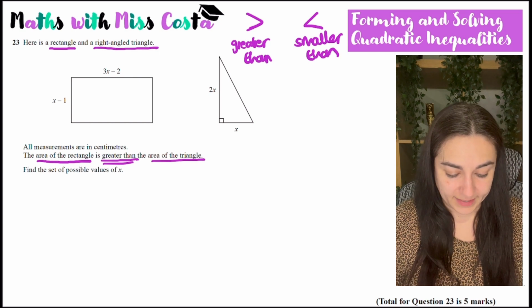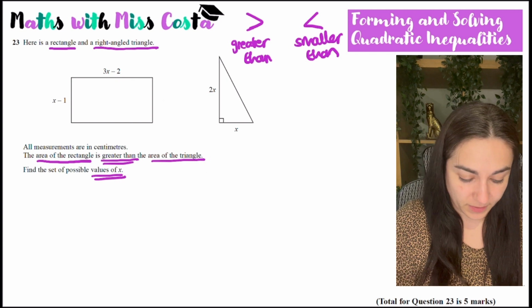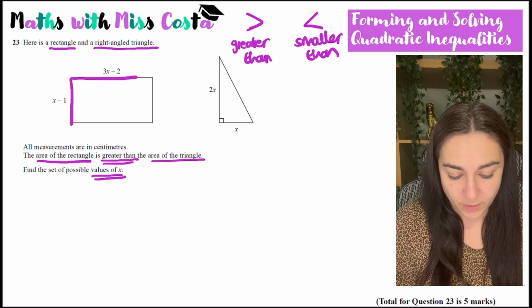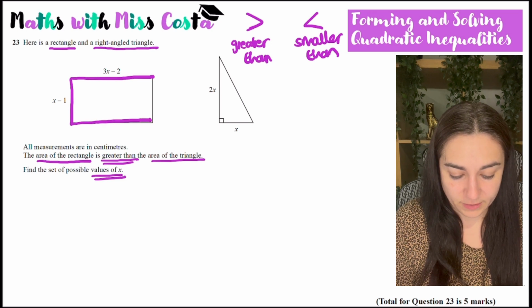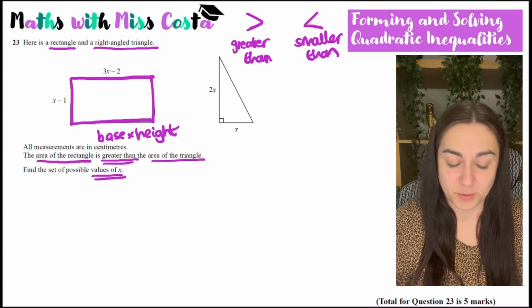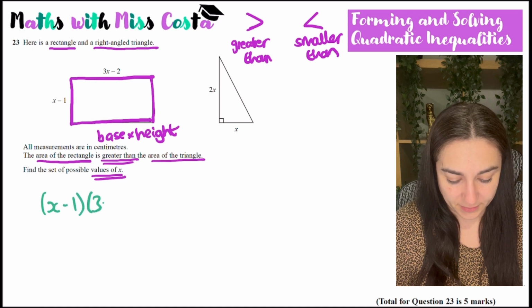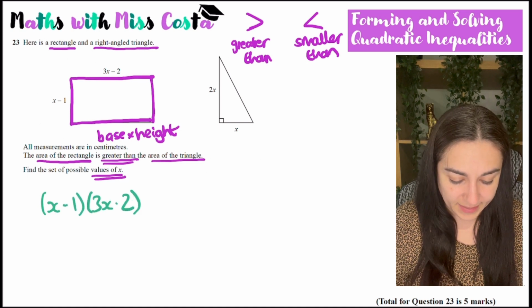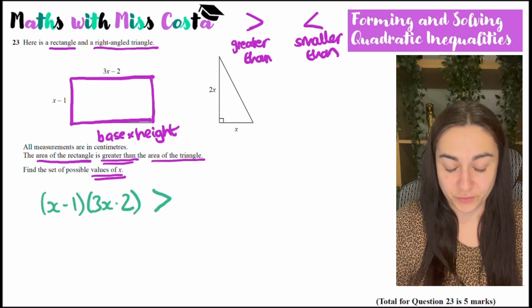So I need to find the set of possible values of x. So I'm going to need to set up an expression for myself. How do I work out the area of any rectangle? Well, the area of any rectangle is just going to be base times by height, or length times by width, or any of those, one side multiplied by the other. So I'm going to have to do x minus 1 times by 3x minus 2. And I know that whatever that is going to be greater than the area of the triangle.